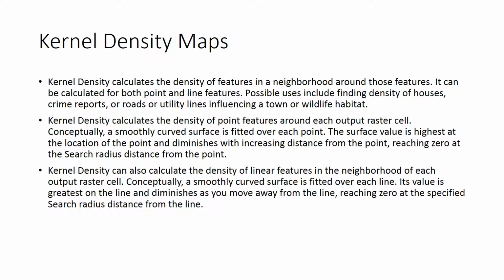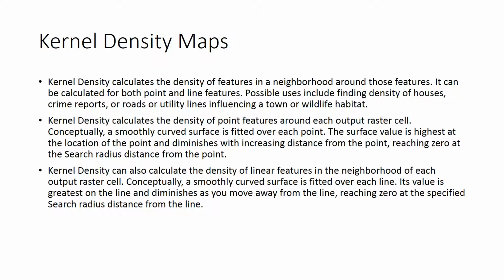Kernel density calculates the density of point features around each output raster cell. It starts out whether you have points or lines as your inputs. Your output is a continuous surface or raster, and for every cell it calculates this density function based on this area that you're assigning. Conceptually, it's basically a smoothly curved surface that is fitted over each point. The surface value is highest at the center location, and it diminishes with increasing distance from the point, reaching 0 at some search radius that you designate.